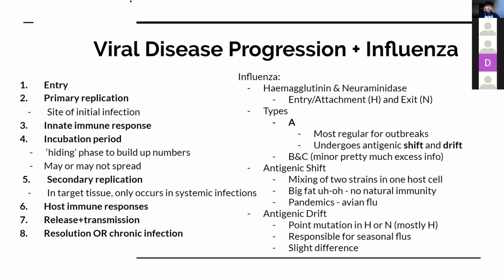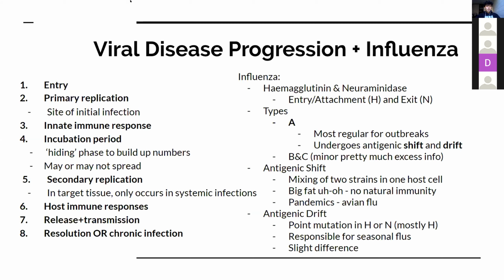Then you have the innate immune response, which will occur. And if the virus survives, then it can be incubated and stay within cells. So, for example, HPV, HIV, and then there might be a secondary replication which occurs. So, for example, varicella zoster secondarily replicating into shingles and stuff like that.